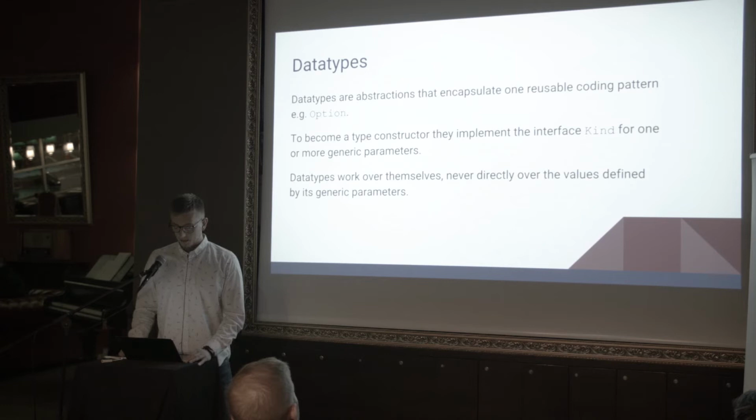Okay, the next concept which is provided by Arrow are data types. They are abstractions that encapsulate one reusable coding pattern, for example, Option. To become a type constructor, they implement the interface Kind for one or more generic parameters. Data types work over themselves, never directly over the values defined by its generic parameters. They don't modify them. They work the same for all generic parameters.